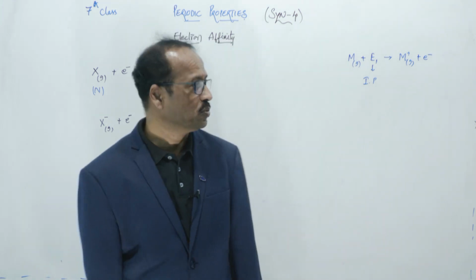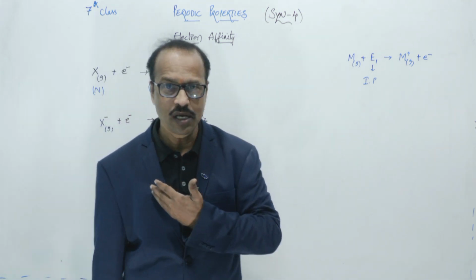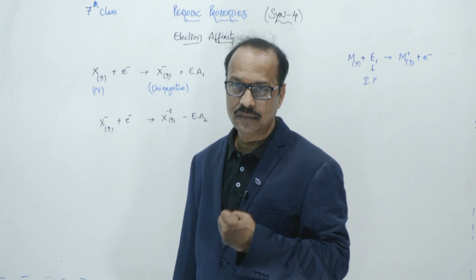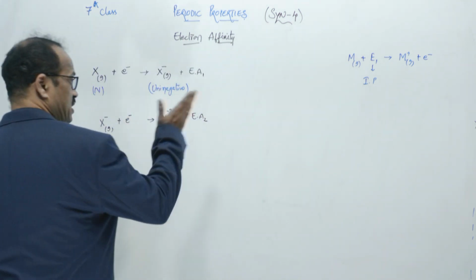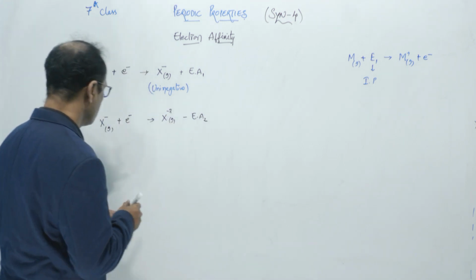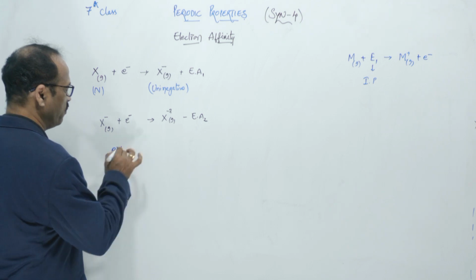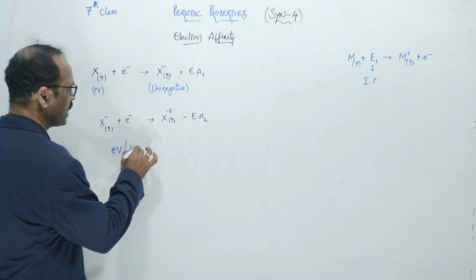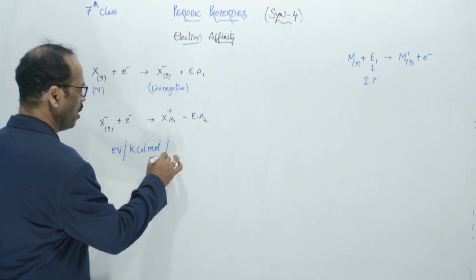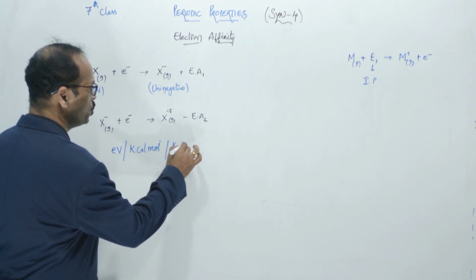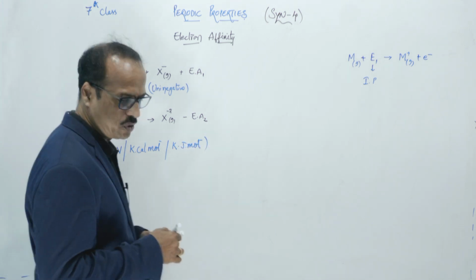Now come to the units. What are the units for the ionization energy? These are also the same units: kilocalories per mole, kilojoules per mole, or electron volt. Because this is also energy, that's also energy, exactly the opposite side. So here the units are electron volt (eV), kilocalorie per mole, or kilojoule per mole. Okay, so these are the units for this one.